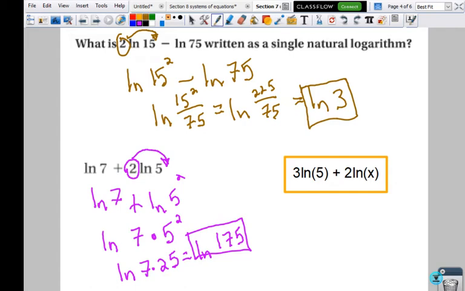Okay, that's a good first step, but remember, squish it down to one log. So just one natural log.